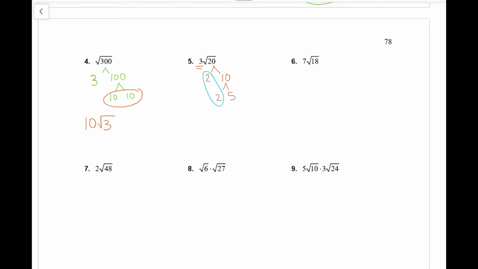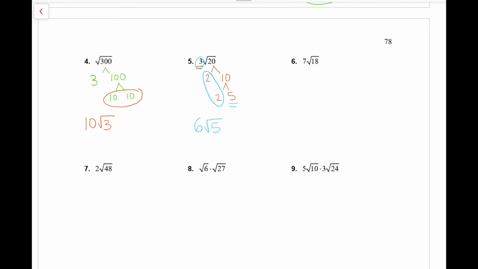Now we already have this 2 in the front, so we're going to times the 3 times 2 to give me 6. And then we still have a single 5 left over in the single house.